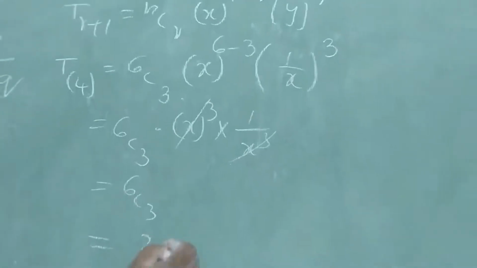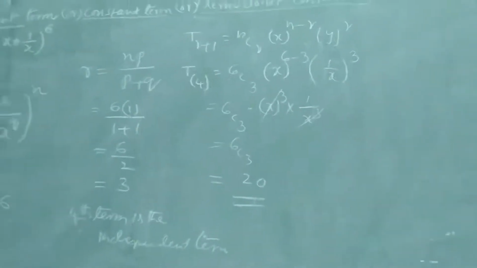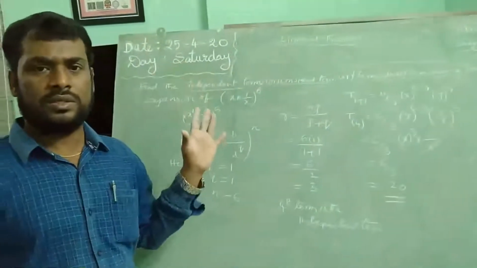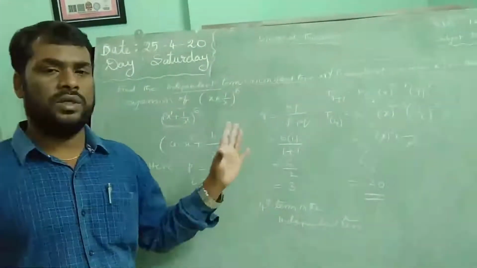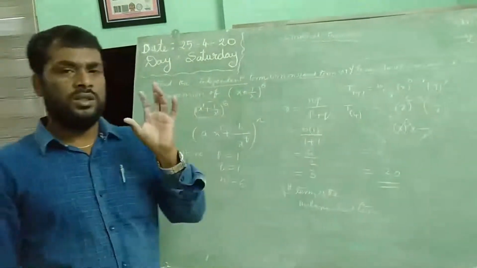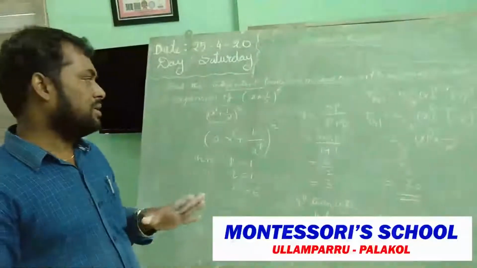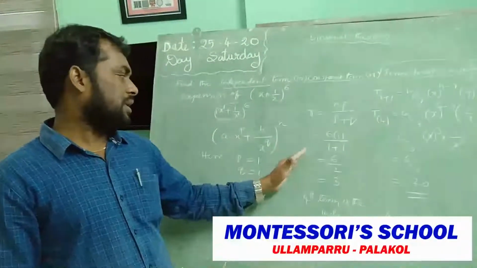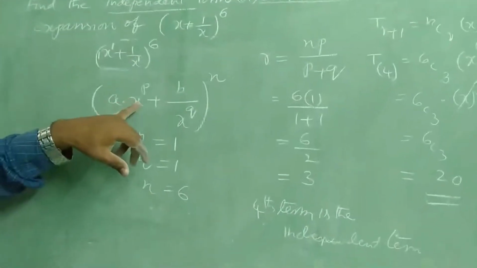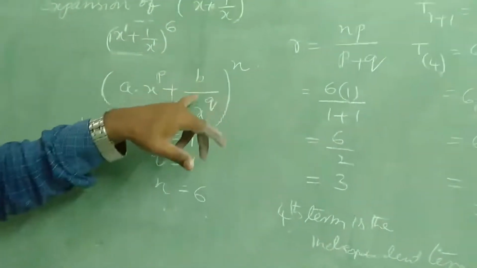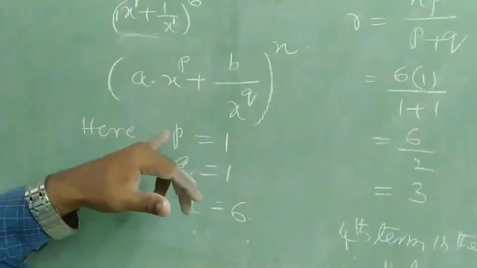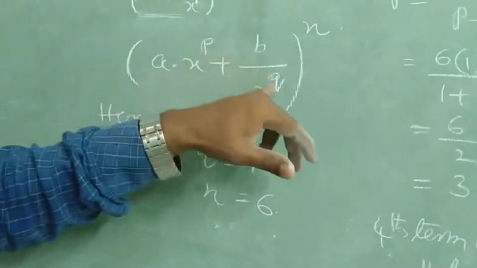What is 6C3? 20. So like this, you can find it directly without doing that much of a long process. If you use this shortcut, you can save your time in competitive examinations. But take a small precaution: before applying this shortcut, first you should express the given binomial in the form of (a x to the power of p plus b by x to the power of q) whole to the power of n.